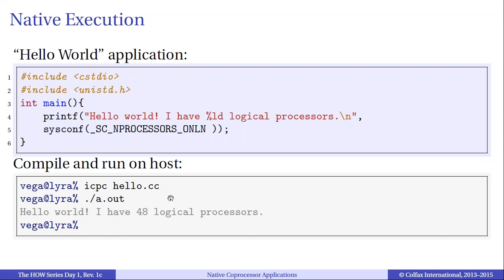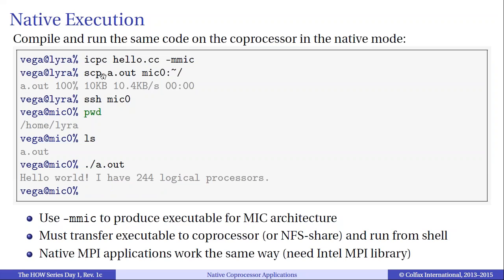How do I run this application on Xeon Phi? I cannot use the same executable because Xeon Phi is not binary compatible with the Xeon. But I can recompile the same code with the argument -mmic. This is the argument that tells the Intel compiler that you want to cross-compile for the Xeon Phi architecture. But Xeon Phi is a standalone compute node for all intents and purposes. So I have to get my code to that compute node somehow. I will use SCP, secure copy, to copy my executable file to Xeon Phi. This is the command. And then I can log into the Xeon Phi coprocessor.